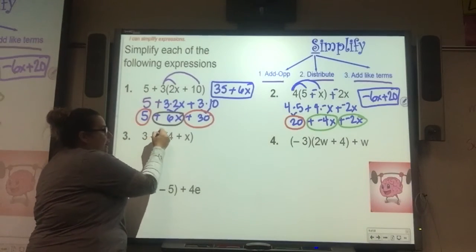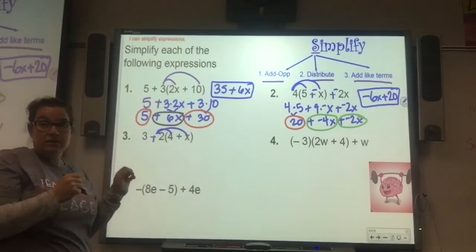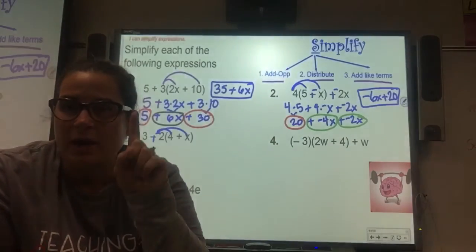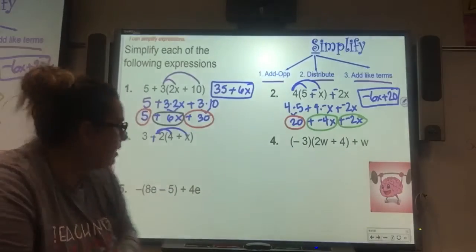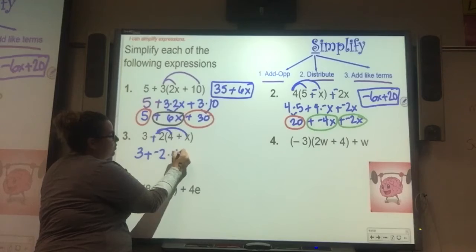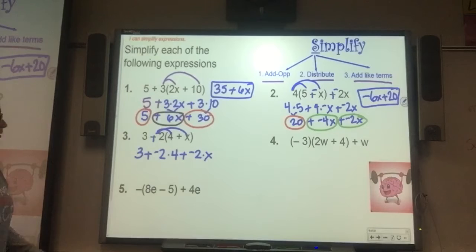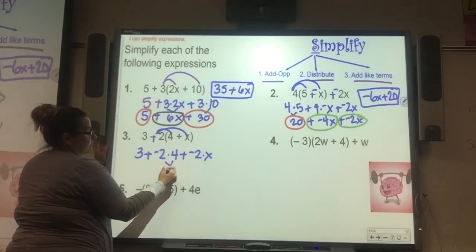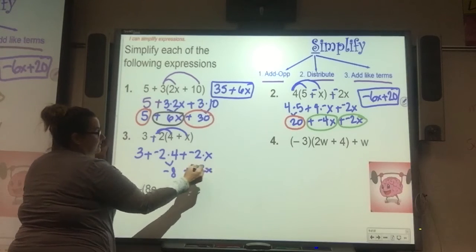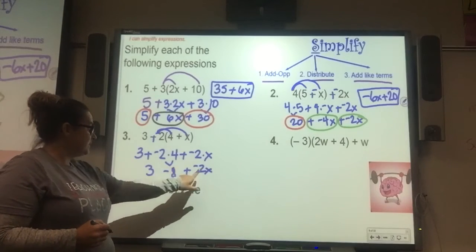So I'm going to distribute first. We sometimes get in this routine of going left to right and make mistakes on this. You want to distribute first. So I've got 3 plus negative 2 times 4 plus negative 2 times x. Negative 2 times 4 is negative 8. Plus negative 2 times x is negative 2x. So 3 plus negative 8 plus negative 2x.